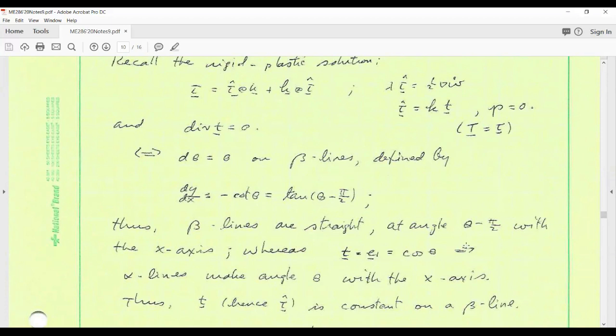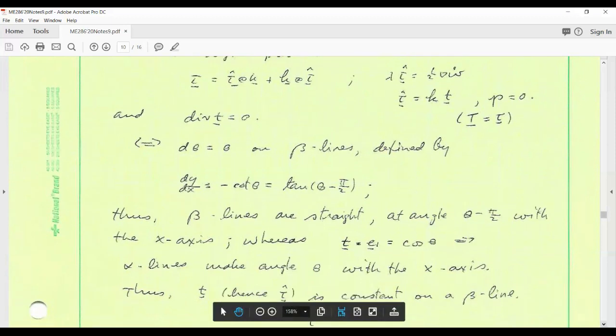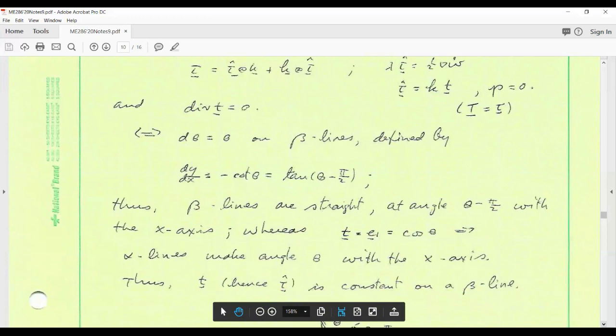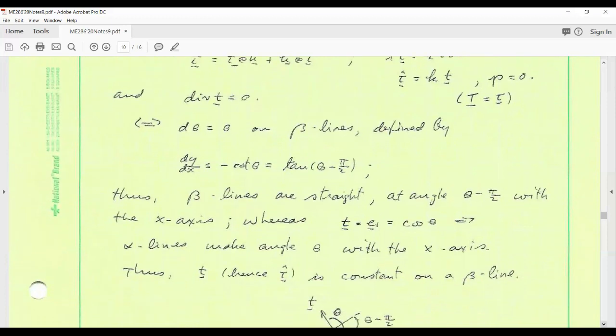Okay, so if you remember our earlier example of a stress-free, traction-free circular hole surrounded by yielded material, the alpha lines were purely azimuthal and the beta lines were radial. So they're straight lines, but of course they're not parallel because the rays through the origin, while straight, are certainly not parallel.